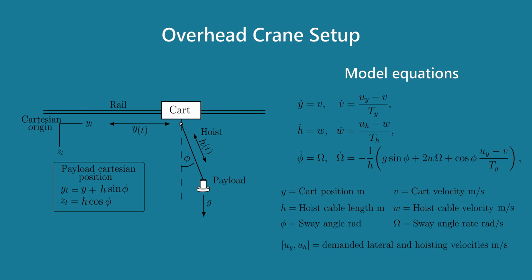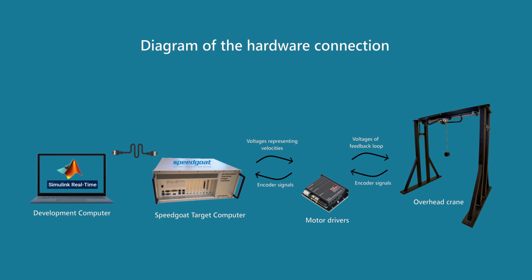Both actuators are driven by velocity controllers, which is why their dynamics show up as first-order systems in the equations. The system has 6 states: cart position and velocity, hoist length and velocity, and the sway angle and its rate. The payload hangs freely, so any motion of the cart or hoist makes it swing, and that's captured in this last equation of motion. Now let's look at how this is deployed on hardware.